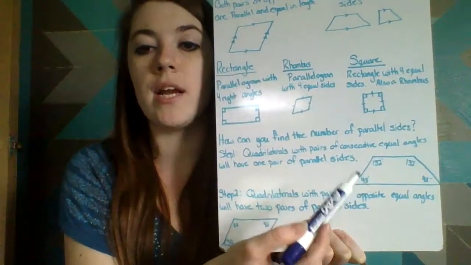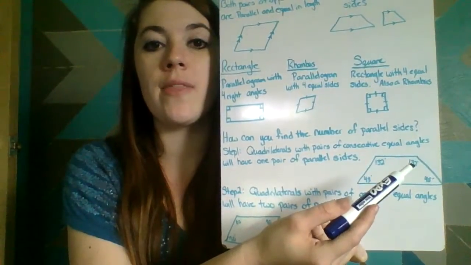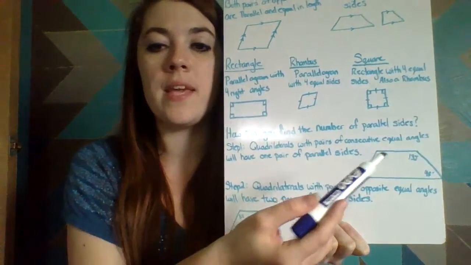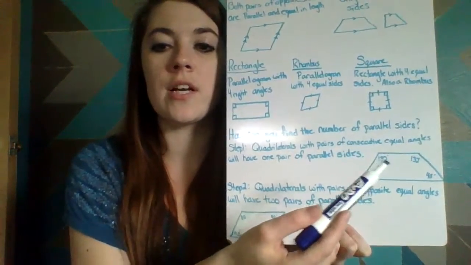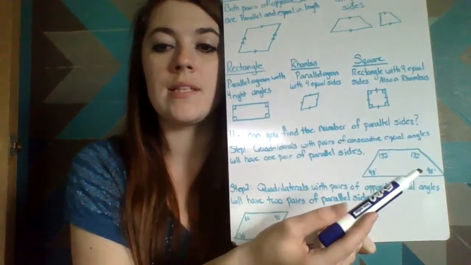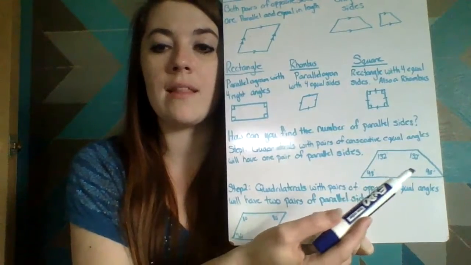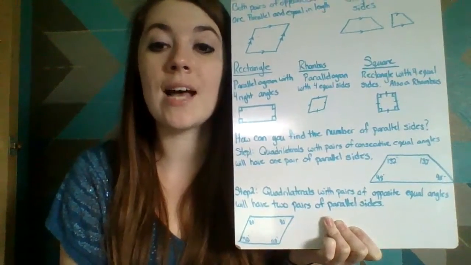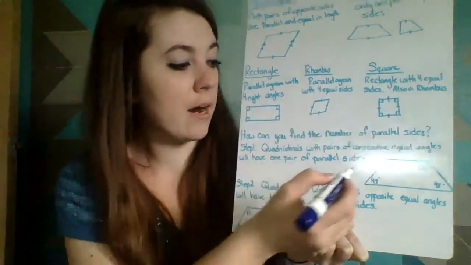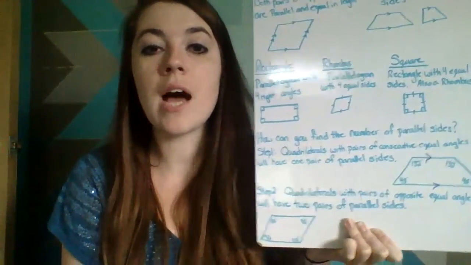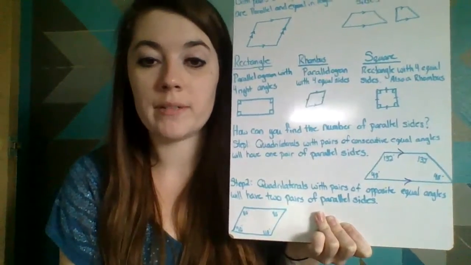If we look at the picture here, we have 132 and then 132. Then we have 48 and then we have 48. These two angles here are consecutive, and the angle measures are the same. Same thing with this, 48 and 48. These two angles are consecutive, and they're also the same value. So that tells us we just have one pair of parallel sides, and that would be those two sides, which means this is a trapezoid.